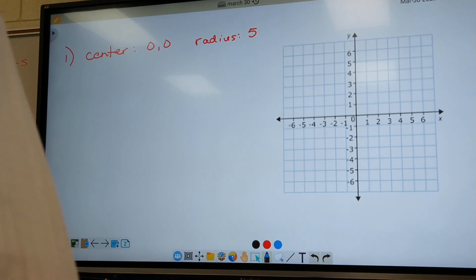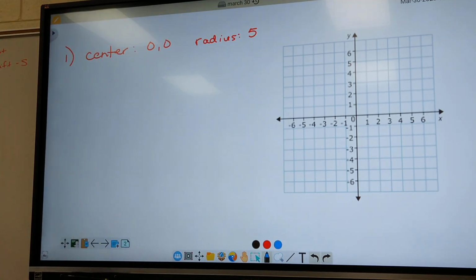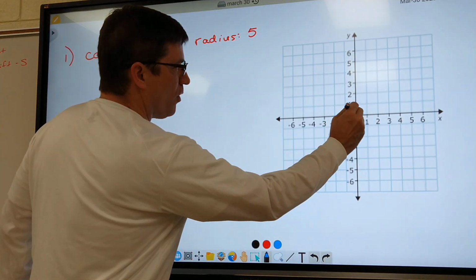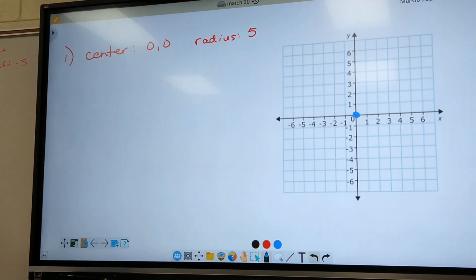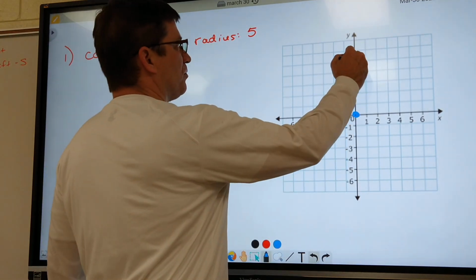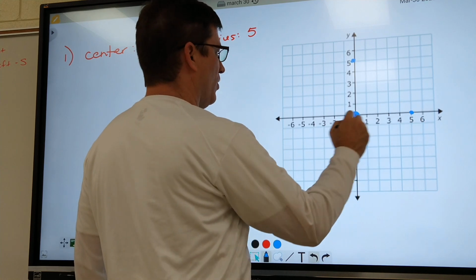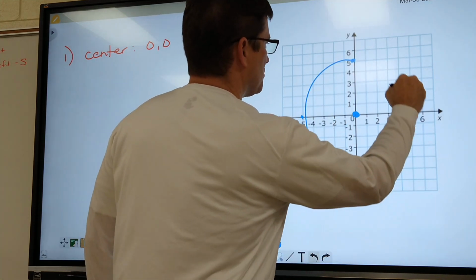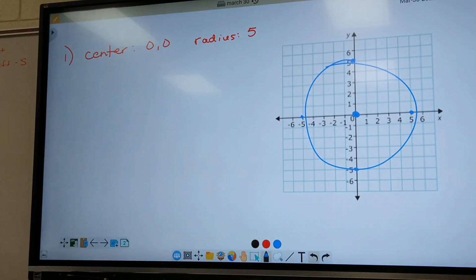All right, look at number one, guys. We're going to graph this circle first, and then we'll write the equation for it. To graph a circle, if the center is 0, 0, I need everybody to put a point at 0, 0 on your graph. All right, now the radius is 5. That means you go up 5, put a point. You go right 5, put a point. Left 5, and down 5, and then you can draw your circle. So that's really easy. That's all you do? That's how you graph it.